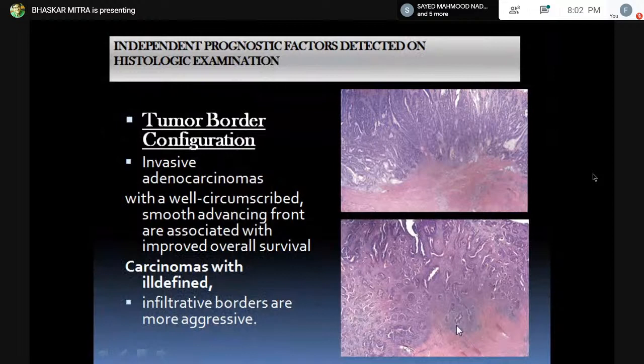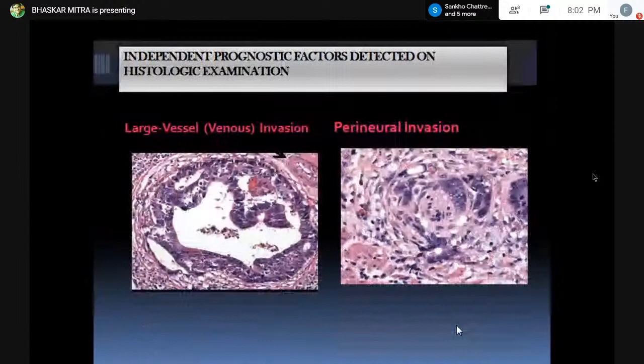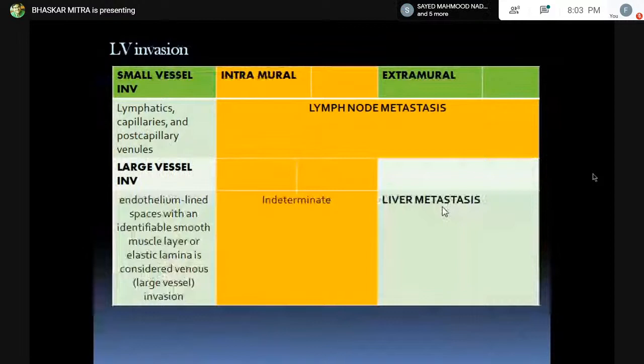Now coming to the important one, that is the vascular invasion and peritoneal invasion. Now these are the different vascular invasions, and there you can see the peritoneal invasion. They are all bad prognostic factors. Now regarding the vascular invasion, I will try to clarify more. What are those vessels involved? Are they small vessel involvement, or large vessel involvement? How will you define small and large vessels? Small vessels include the lymphatics, capillaries, post-capillary venules and the small things. And the large vessels include the endothelium-lined spaces with an identifiable smooth muscle layer.